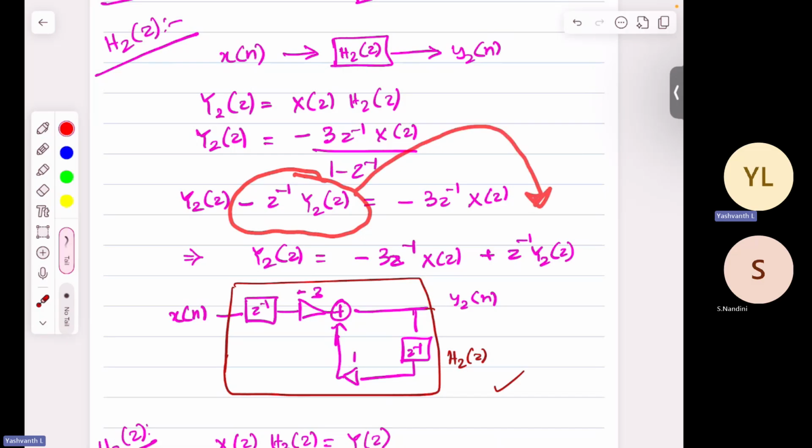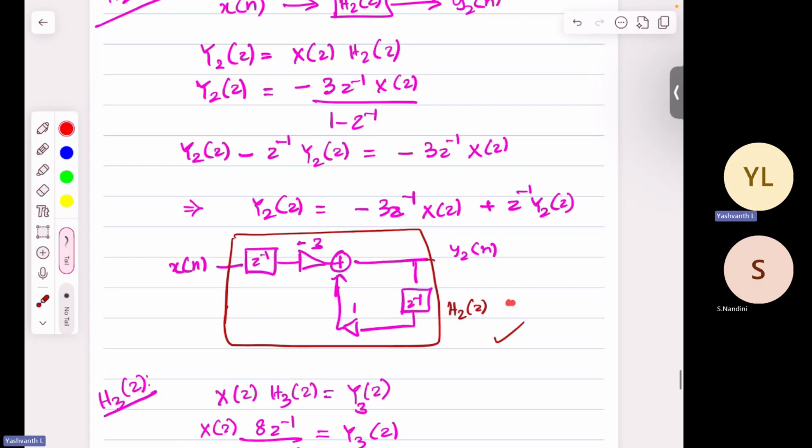So what you have is y2 of z equals minus 3 times z inverse into x of z plus z inverse into y2 of z. That is the implementation given here. That is, if you take x of n, you multiply that with z inverse and then minus 3 because you have minus 3 times z inverse. And then to that you add something which is nothing but a delayed version of y2 of n and multiplied by 1. That's because of the second term here. Add both of them, that is your answer for y2 of n.